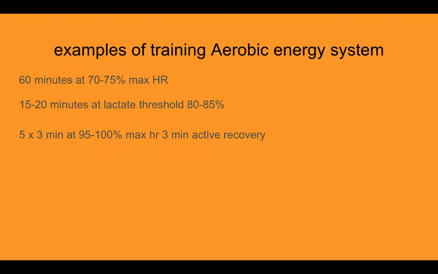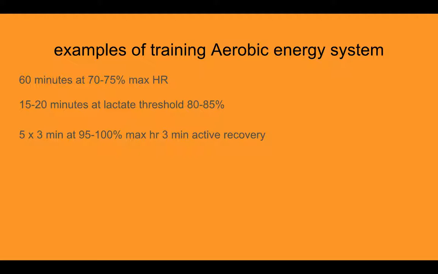Examples of training aerobic energy systems. So 60 minutes at 70 to 75% max heart rate, 15 to 20 minutes at lactic threshold, and 5 by 3 minutes at 90 to 95% max heart rate, 3 minutes active recovery. So, don't know if you guys cast your minds back, I think you'll find that these three training modes are things that we've been doing ourselves.